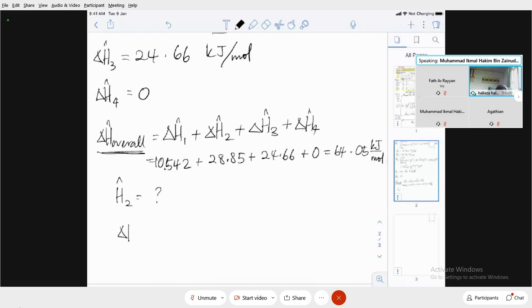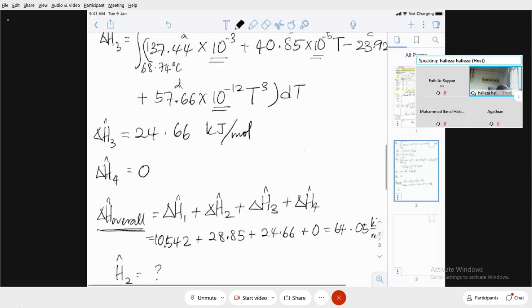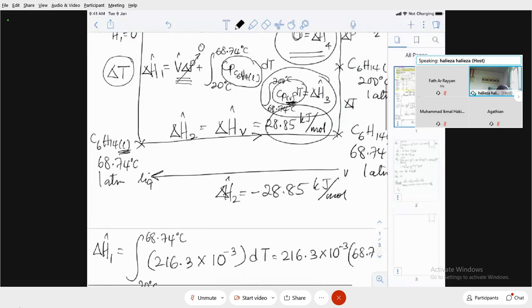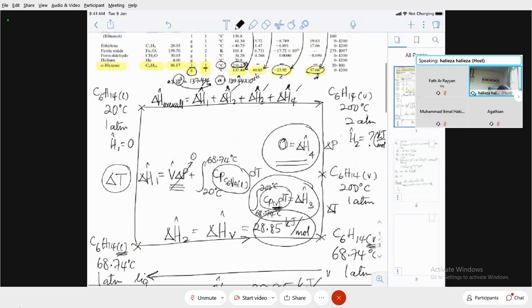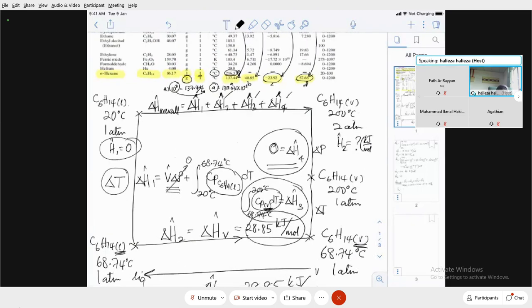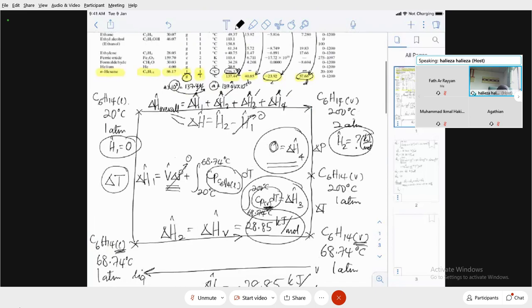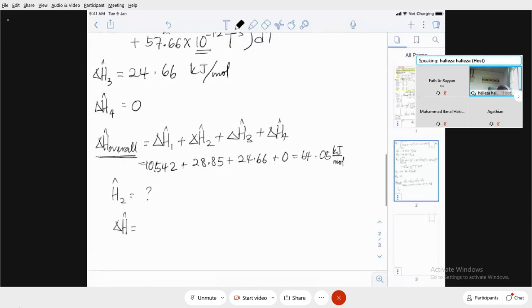Okay, thank you. If you look at the diagram that we have over here, this is equal to 0. This is your enthalpy 2. So delta H is equal to H2, your final condition, minus your first condition. But your first condition, you already said is equal to 0. So that is going to be the same as your overall change in enthalpy, the same answer. Thank you very much. 64.05 kilojoules per mole. This is how you calculate your enthalpy.